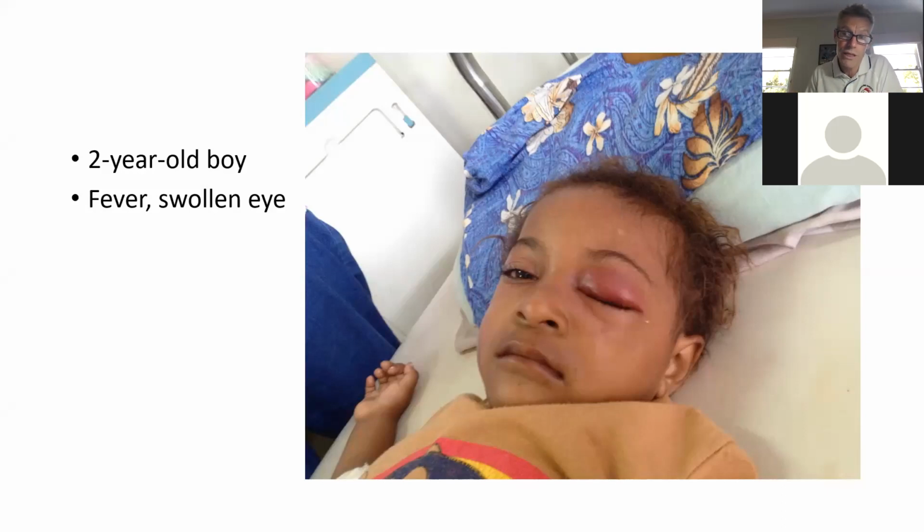So if it's not getting better in a couple of days, you should think to yourself, have I got adequate source control, or is it a resistant bacteria? This is very important, because to make the distinction is important.